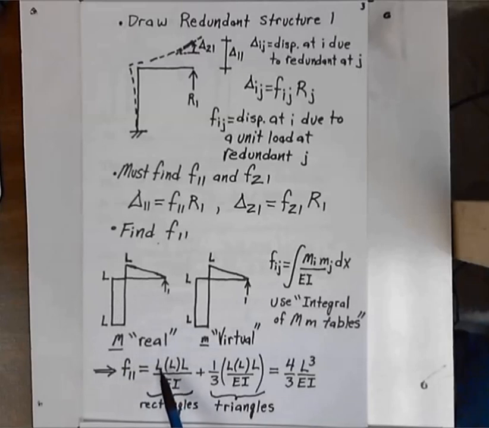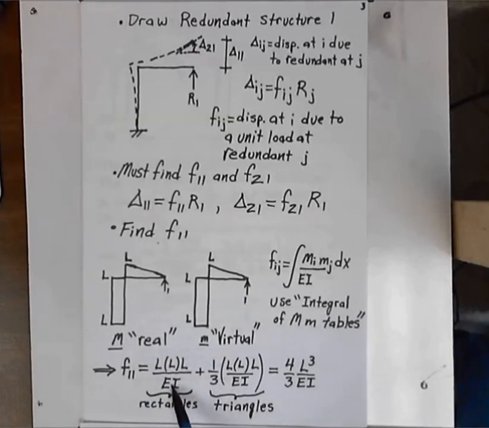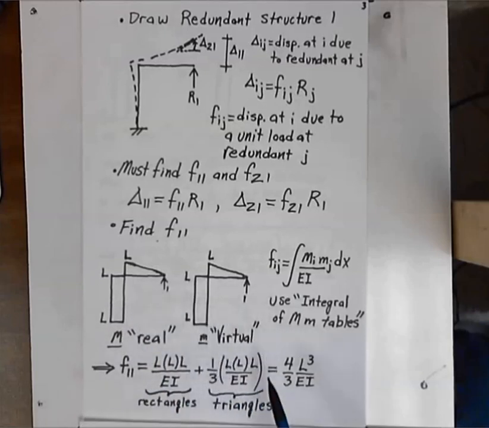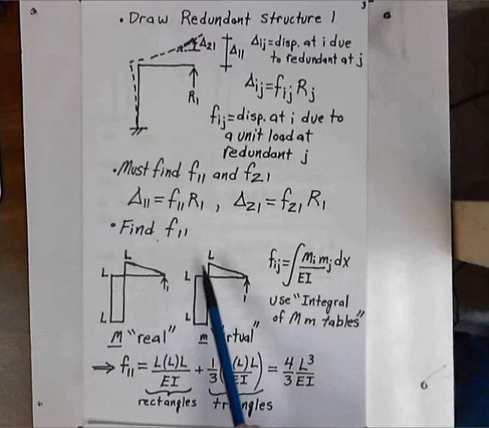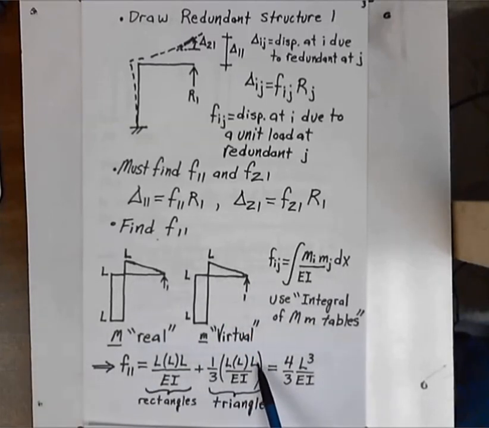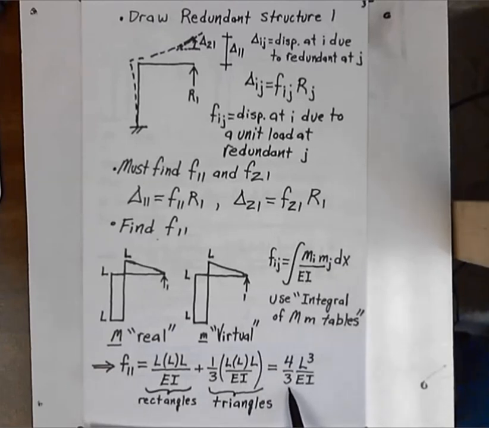So in this case, to get F11, we're going to consider these two rectangles, and using the integral tables, we see that this should be L times L times L over EI for these rectangles. And then for the triangles, we have the integral of those as 1/3 L times L times L over EI, and that simplifies to 4/3 L cubed over EI.